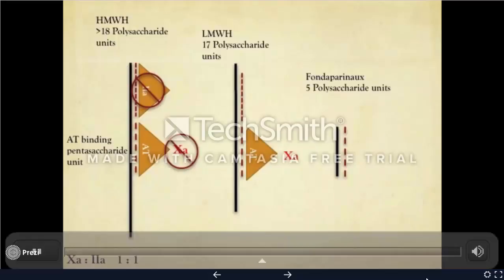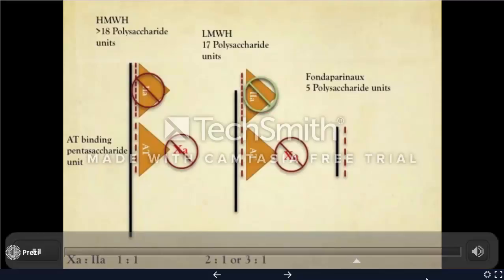Moving on to low molecular weight heparin, it almost always binds antithrombin and inhibits factor 10A. The mean polysaccharide units in low molecular weight heparin is around 17, whereas for tethering of factor 2A, more than 18 polysaccharide units are required. Therefore, some molecules of low molecular weight heparin bind factor 2A and deactivate it, whereas the other molecules are too short to bind factor 2A and therefore inhibit only factor 10.